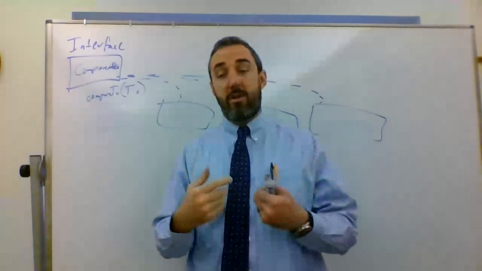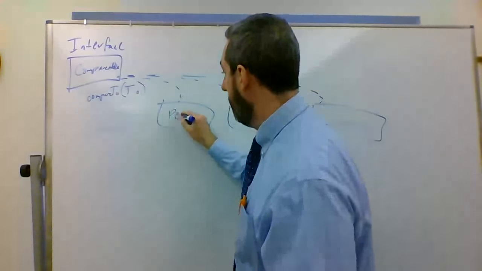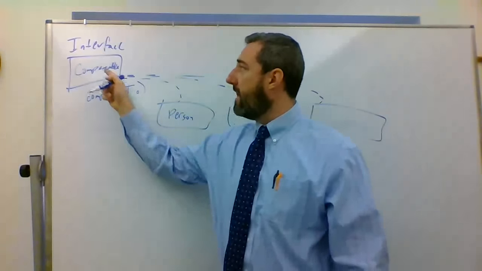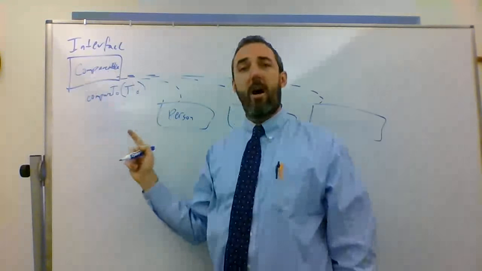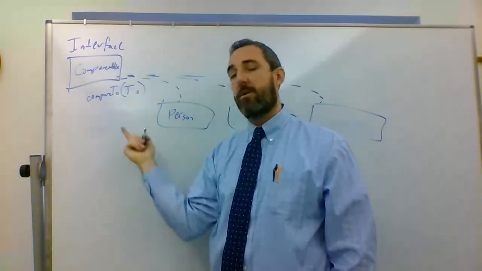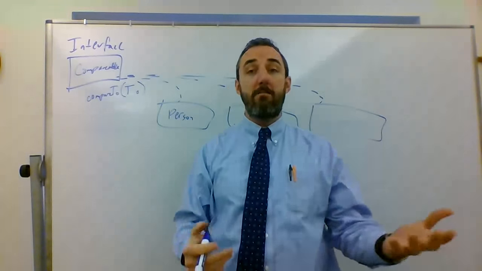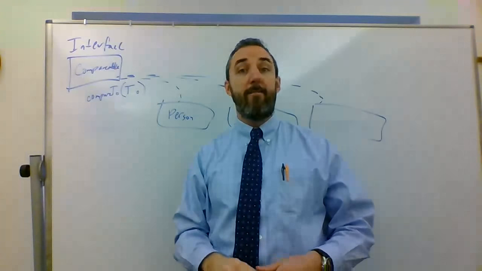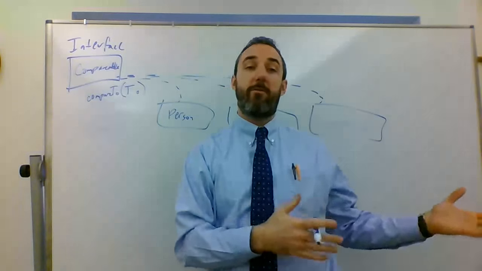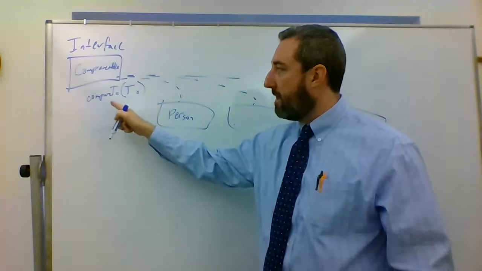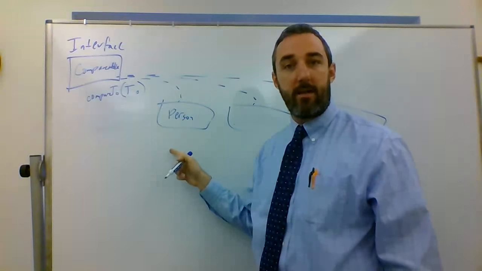I can create a person object. I can make a person object in Java. And if I implement the Comparable interface, I must explain how to compare one person to another. Now, we might compare a person based on height, based on age, based on the alphabetic ordering of their first name or their last name. But if I implement this interface, I must write this method in this class.